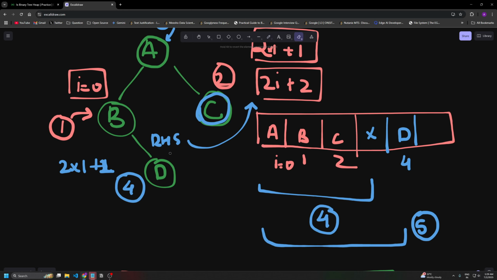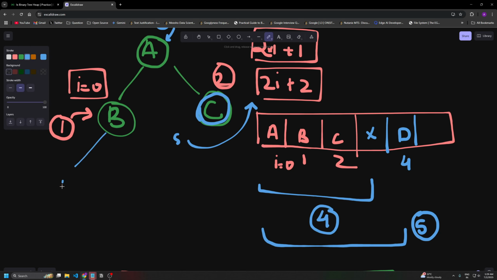So let's try to understand what would have happened if the D was on the left hand side. The D on the left hand side would look something like this. And to calculate its value, we would use the formula 2 into I plus 1. And we know that I is equal to 1.